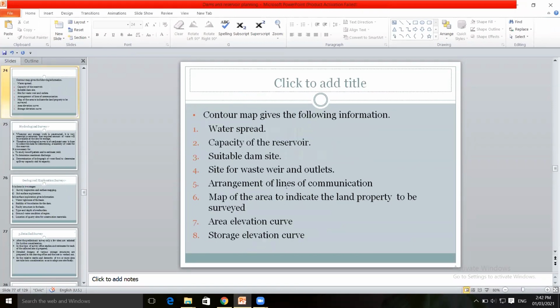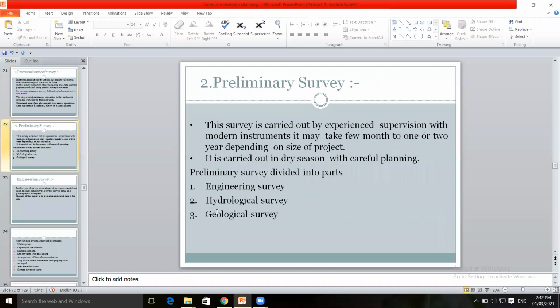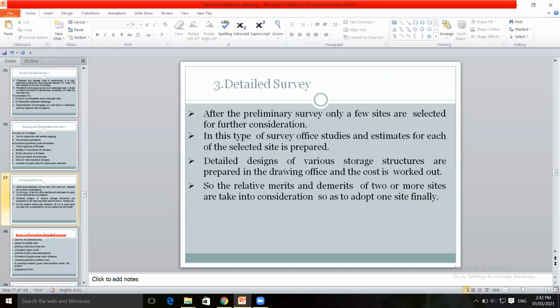So these are the three types of surveys which are carried out in this preliminary survey: engineering survey, hydrological survey and geological survey. After this preliminary survey, the third and final stage, the final survey, the detailed survey and detailed investigation, is done. In that, the detailed project report is prepared. After the preliminary survey, only a few sites are selected for further consideration.